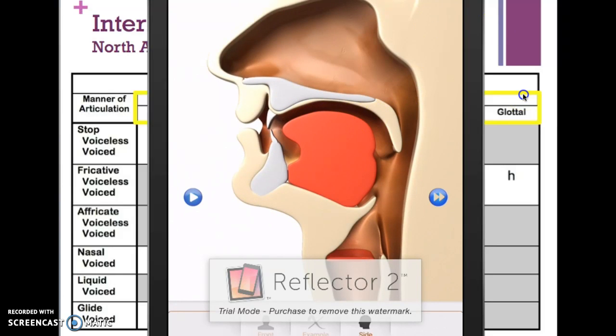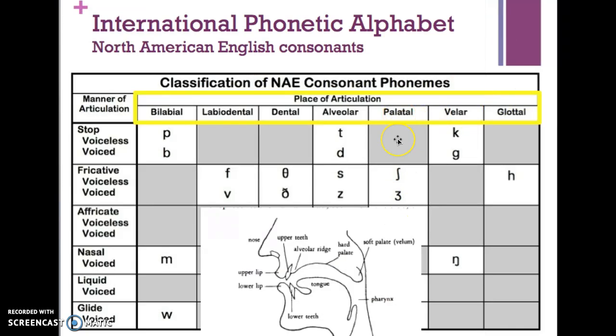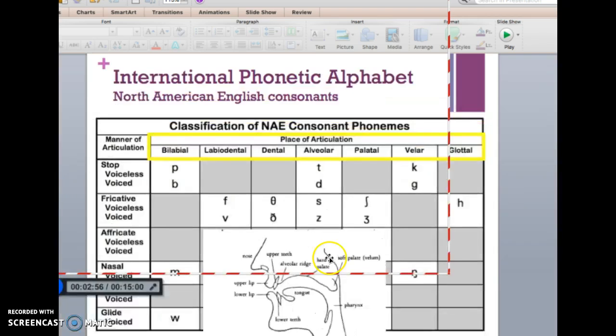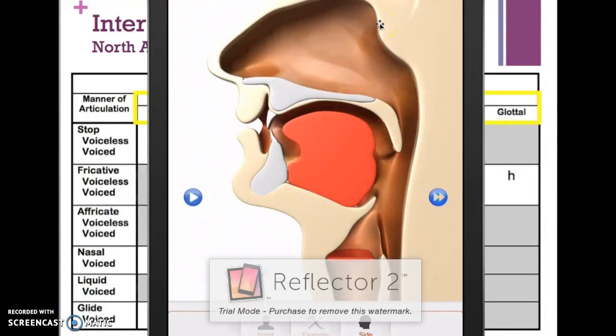Okay. We have palatal sounds, which are the sh and the zh, as in measure. And that palate is right here, the hard palate. Sometimes when you eat peanut butter, it gets stuck back there in the hard palate. And so let's take a quick look at my iPad and watch the palate.